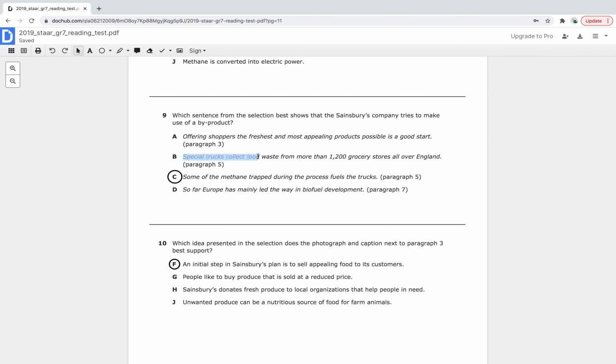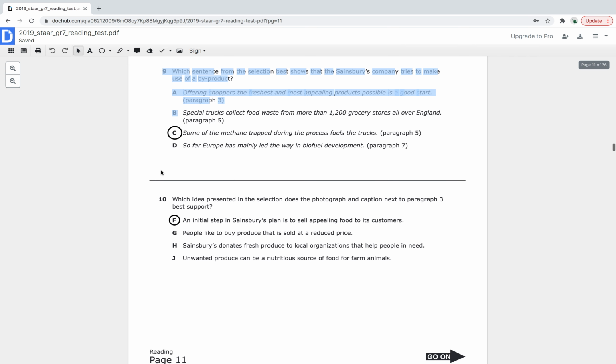This one says special truck collects food waste from more than 1,200 grocery stores all over England. Just because it collects food waste doesn't mean it's making use of the food waste. Some of the methane gas trapped during the process fuels trucks. Okay, so this makes sense because the methane trapped during the process of making the byproduct is used to fuel the trucks. So they're making use of the byproduct. So that's the answer.